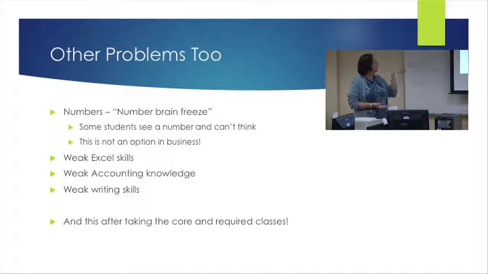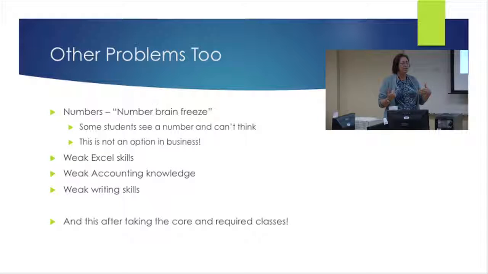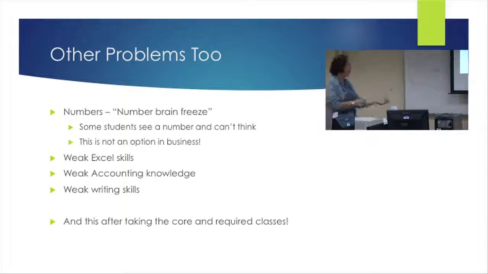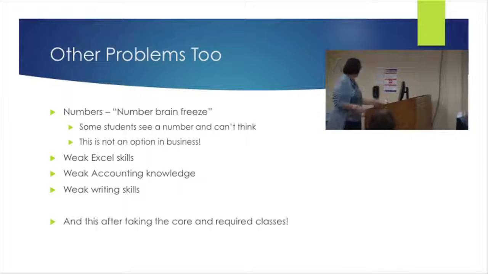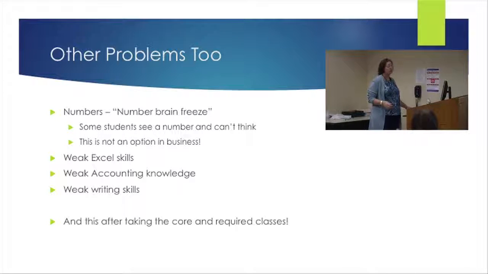They couldn't use Excel, weak accounting knowledge, which didn't help. And the problem is, in our school, if they have a D+, they pass. So they can come into my class having a D+ in accounting and finance, and I'm asking them to do basics, and a D+ does not represent being able to do basics. And then weak writing skills, even though there was a writing course in the business school as well. This was overwhelming to me at a certain point, that I felt the students were being shortchanged, and that's always an issue.